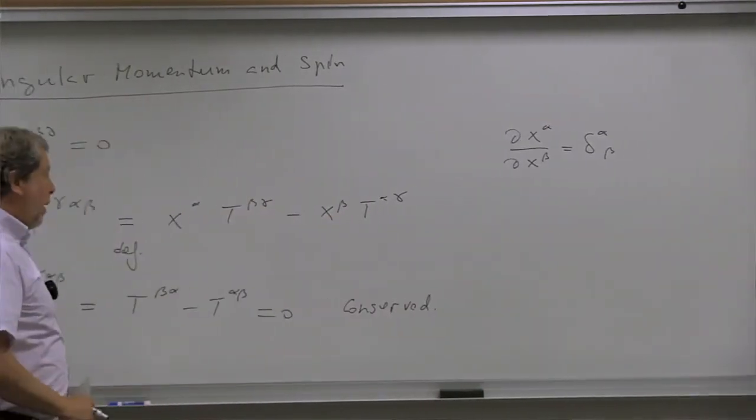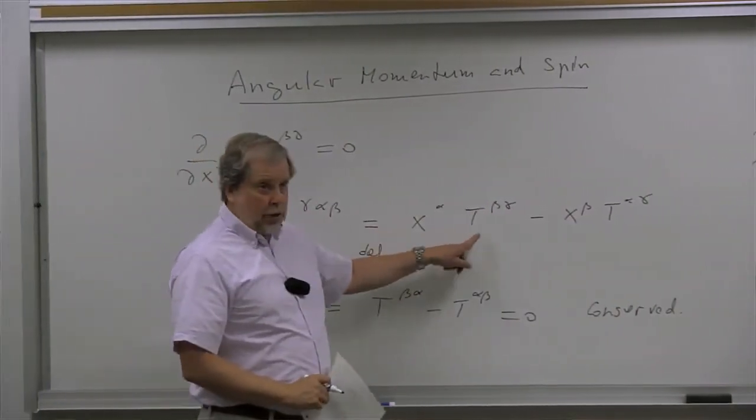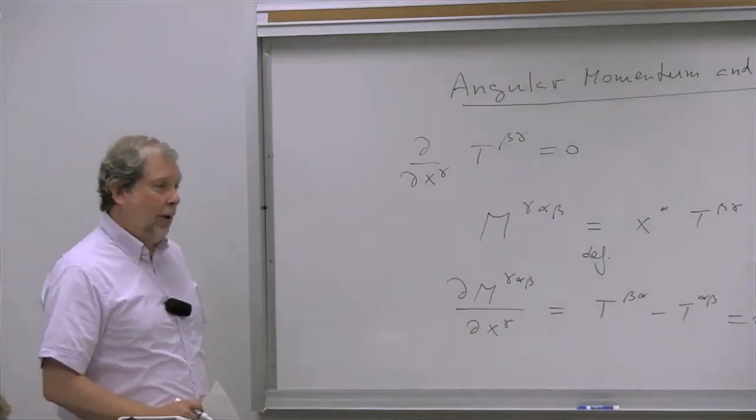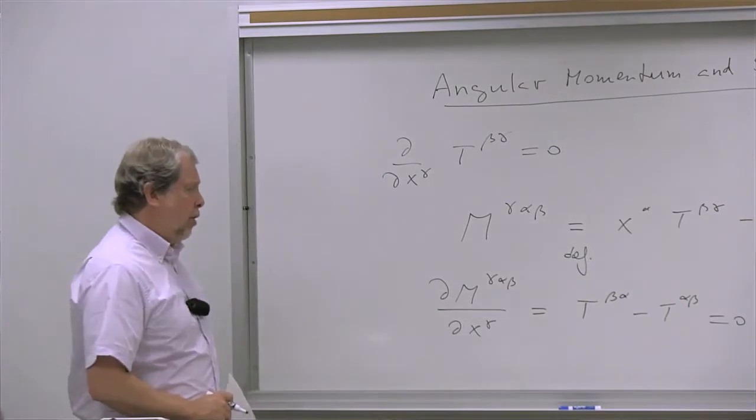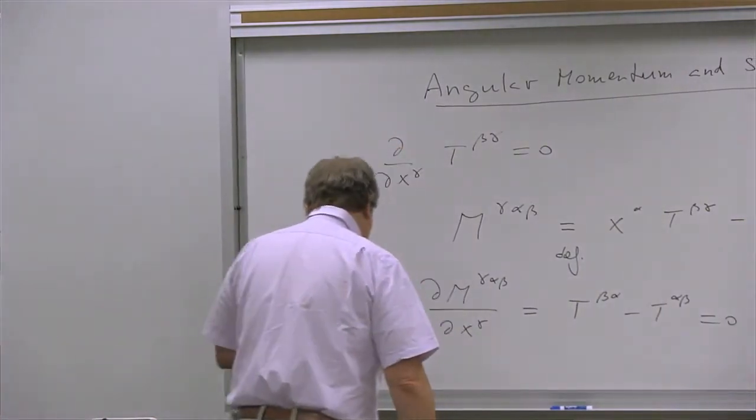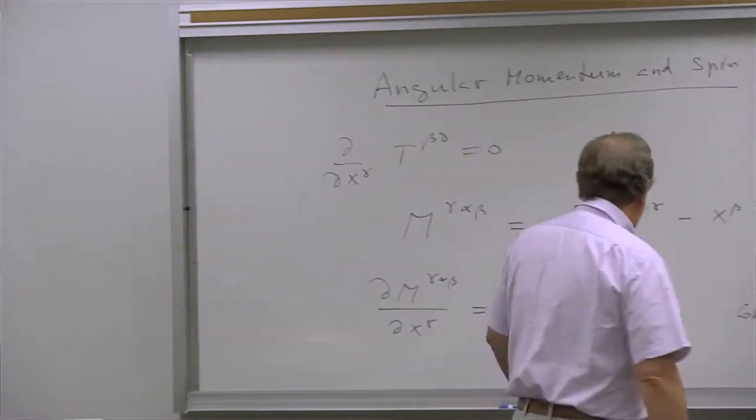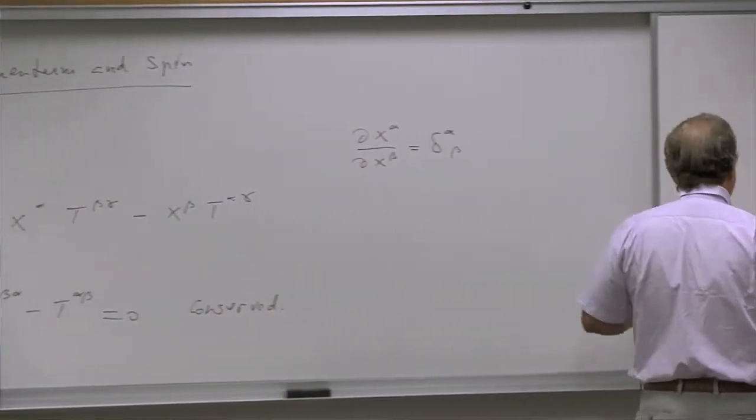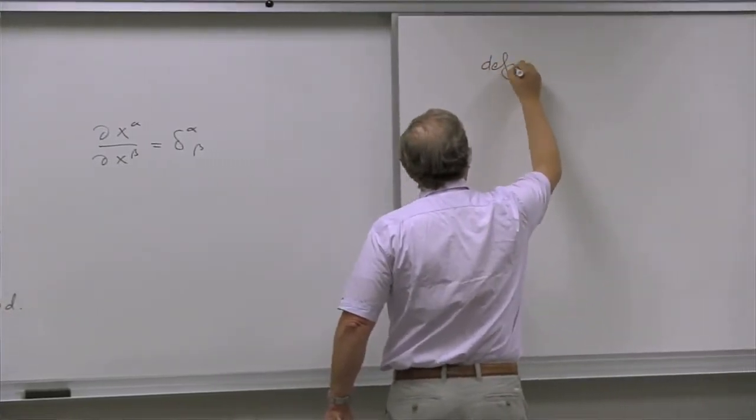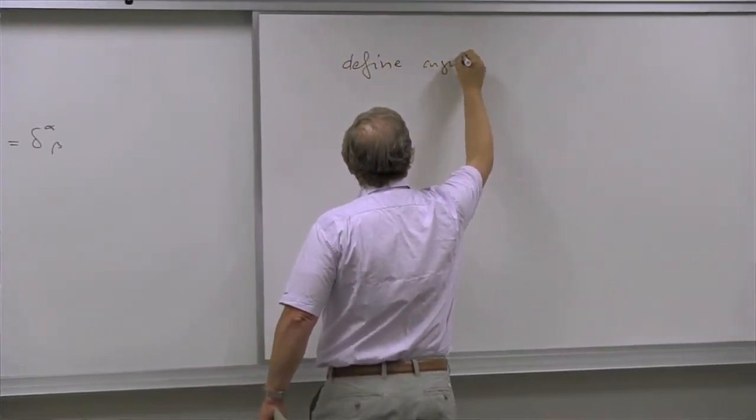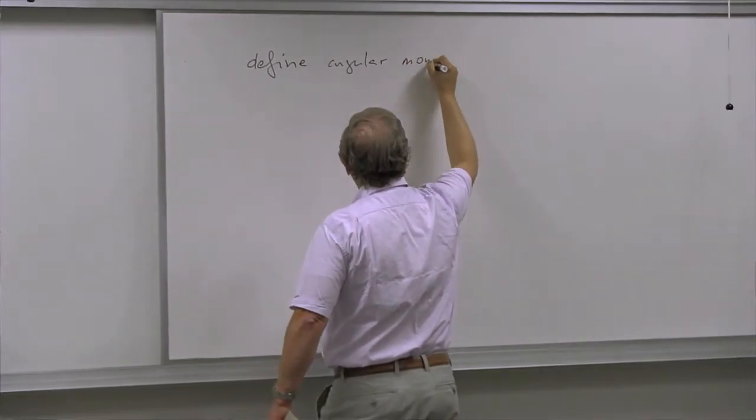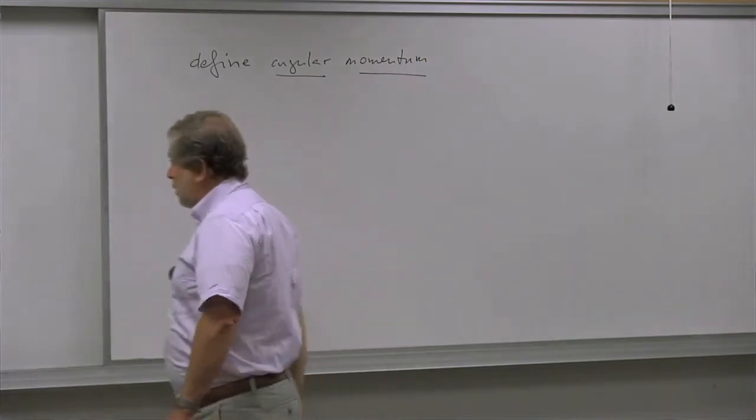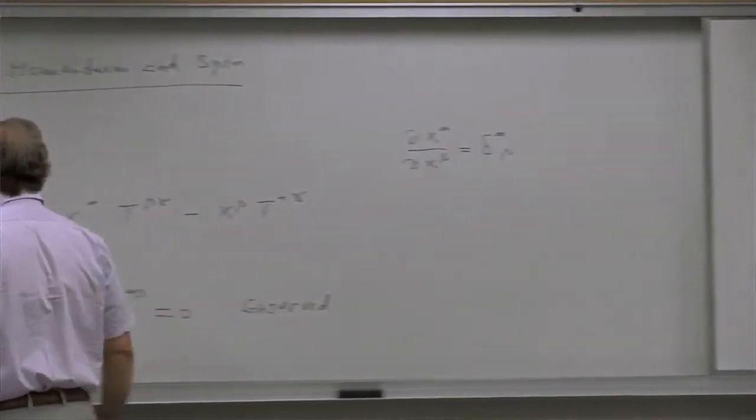Because of this combination, you recognize that this is in fact something that should be related to angular momentum, right? The x cross p type of construction. So this seems to be useful, and that means that we can define the angular momentum. So this is like an angular momentum density, the m, right?